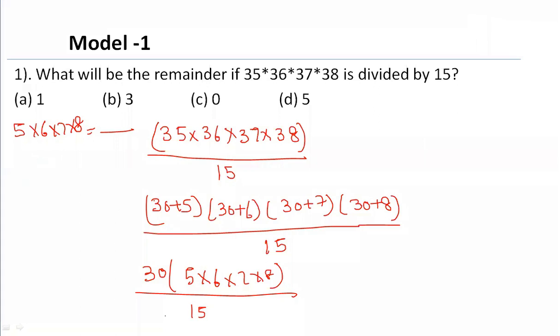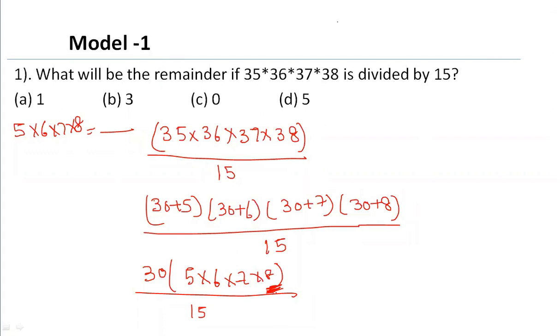So how can I take 5, 6, 7, 8? What about this 30 divided by 15? 15 ones, 15 twos can be cancelled. No need to cancel, because if you cancel you will get the coefficient, not the remainder. If you understand that 30 is exactly divisible by 15, let's bother about the remaining value. If this is exactly divisible, then the remainder is 0. If this is not divisible exactly, whatever remainder you have will be the remainder for the question.